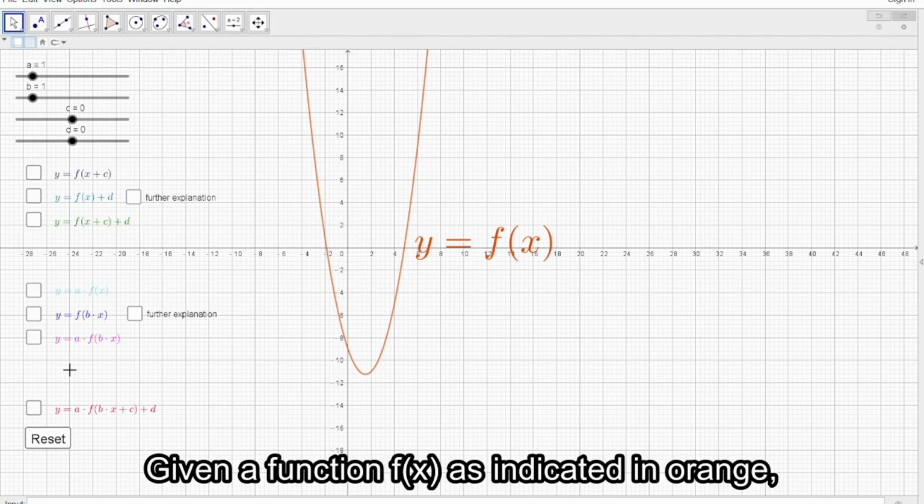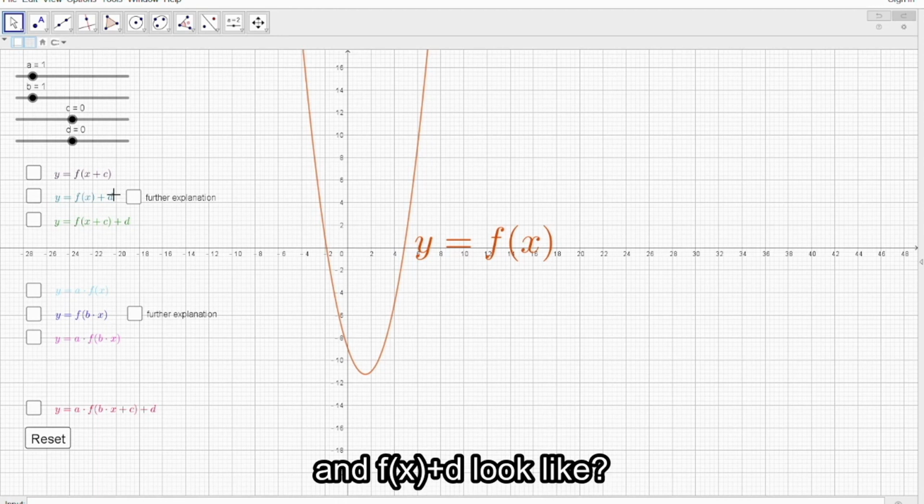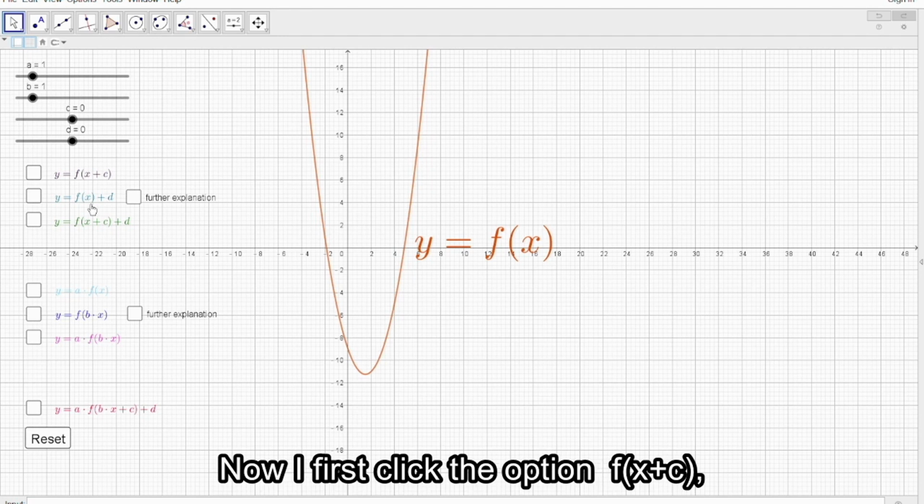Given a function f of x as indicated in orange, do you still remember what the functions f of x plus c and f of x plus d look like? Let's make c equal to d, say 3. Now I first click the option f of x plus c.